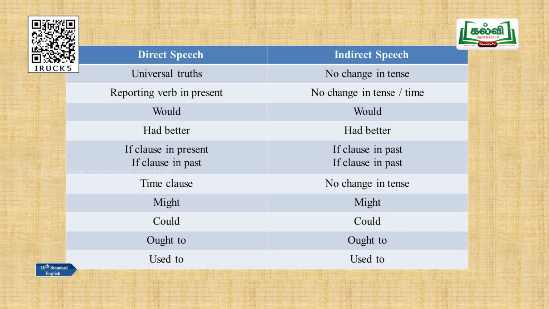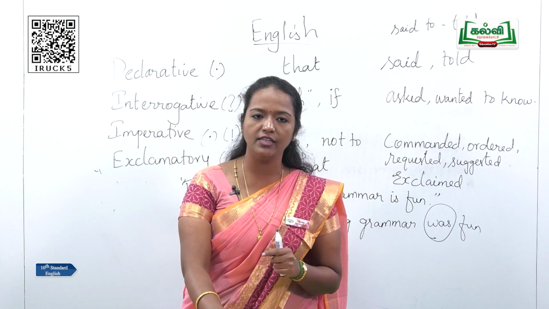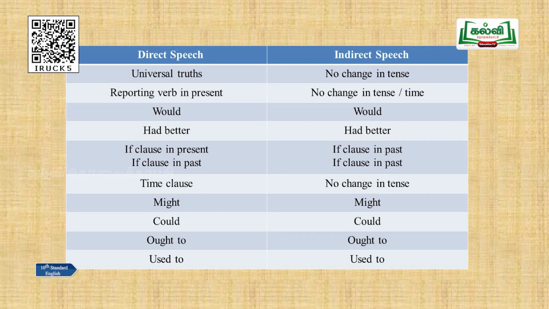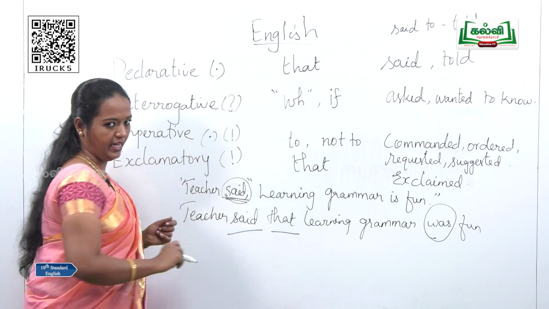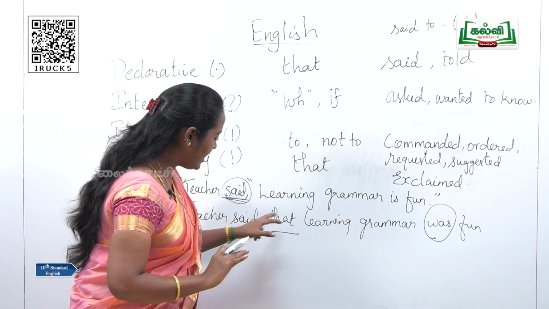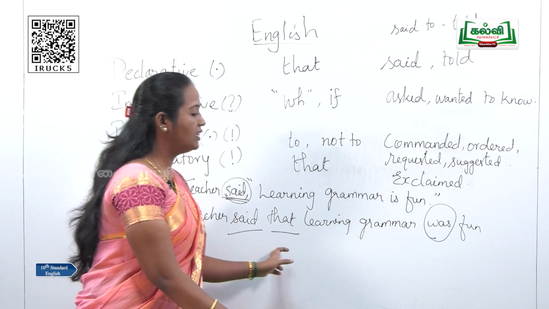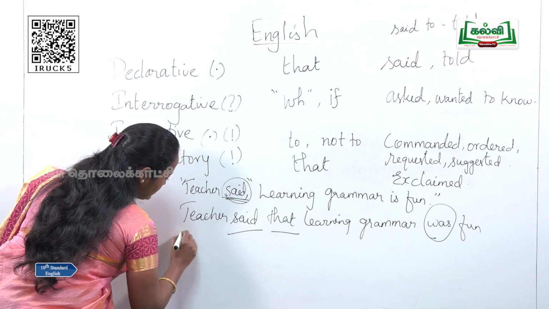Similarly, when we are talking about universal truths, it does not change. There is no change in the tense because it remains the same forever. So we are not changing the tense. And if the reporting verb is in present tense or in future tense, there will not be any change in the tense in the reported words. Say for example, I write the same sentence here.